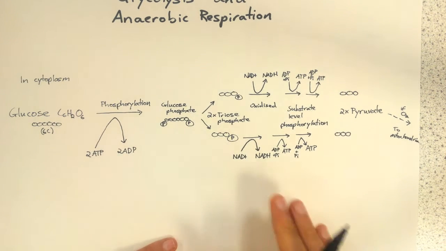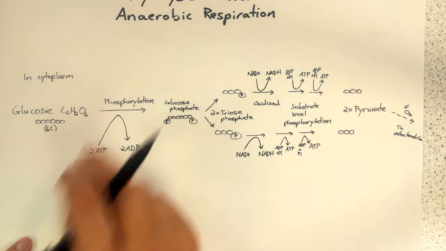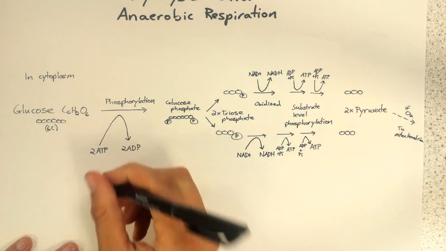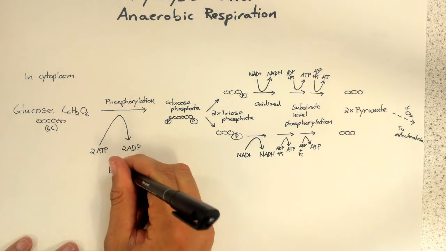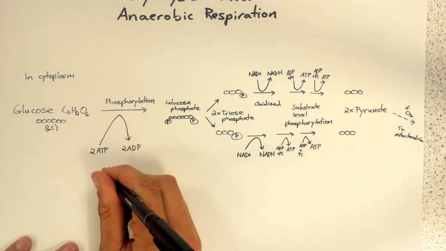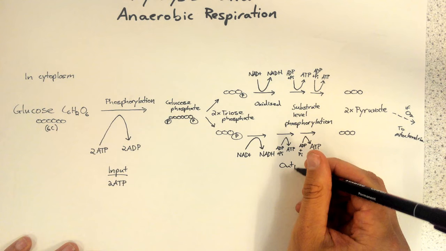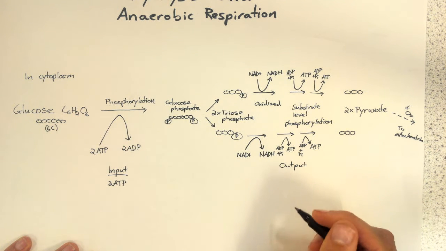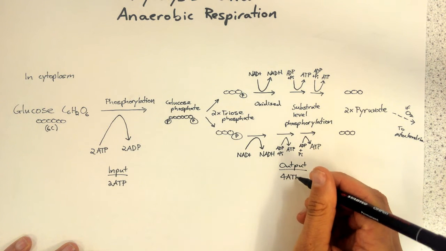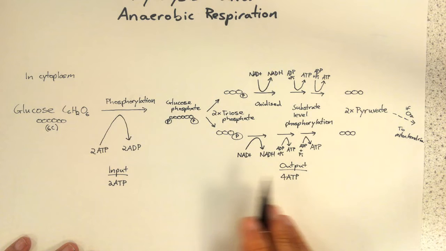Let's think about energy inputs and outputs. To start this process, we had to put energy in the form of 2 ATPs. So there was a total input of 2 ATPs at the beginning. The end of this process gave us an output of 4 ATPs. That means there was a net profit of 2 ATPs.